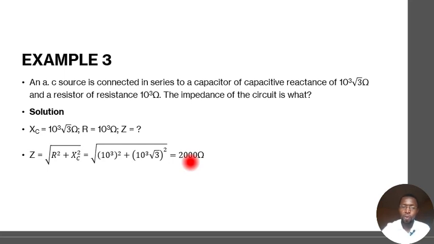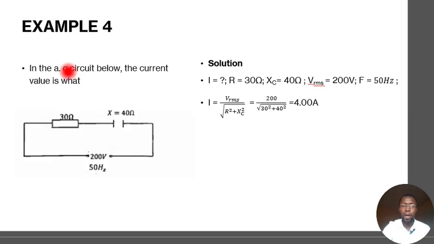Alright, let's go on to solve another example. It says here, in the AC circuit below, the current value is what? We have to obtain the value of the current flowing in this circuit. Let's quickly write our parameters. This symbol is a resistor, so it has a resistance of 30 ohms. And this is a symbol of a capacitor. It has a capacitive reactance of 40 ohms. So we have our current to be obtained.